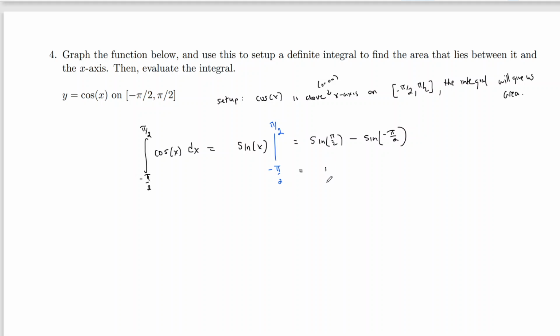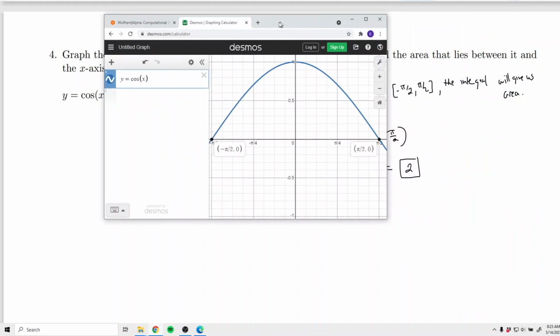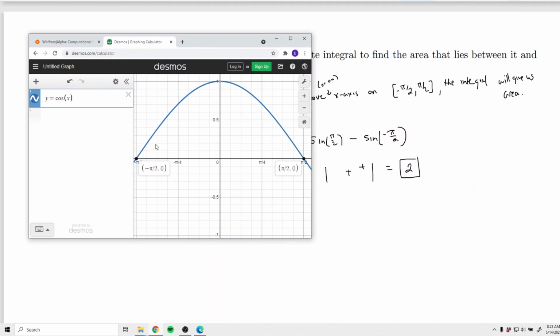Sine of pi over 2 is 1, and sine of negative pi over 2 is actually negative 1. And 1 minus negative 1, when you add them together, gives us 2. So in fact, the area of this is 2. It's exactly 2, which I always find kind of weird because it's such a weird shape. What are the odds this thing has area exactly 2? Apparently it does. There's no weird radicals. It's just exactly 2.